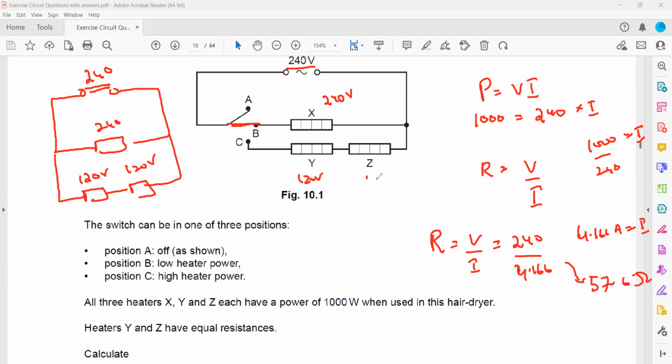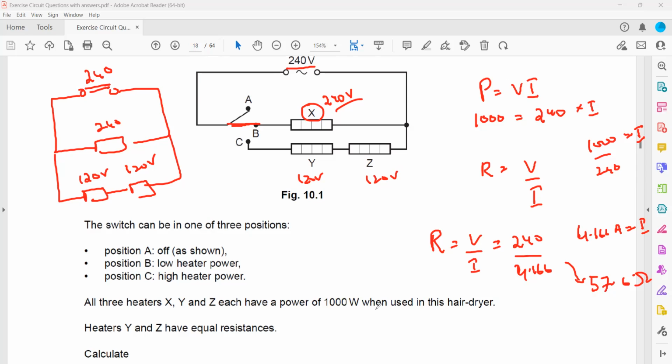So the voltage here is 120, and the voltage here is also 120. But X was the only component in parallel directly to the supply, that's why it received the same voltage. So when components are in parallel, the voltage is the same. If they are in series, the voltage will divide. Is the first part clear, how we work out the resistance of X? First, we calculated the current, and from the current, voltage divided by current, we get the resistance.